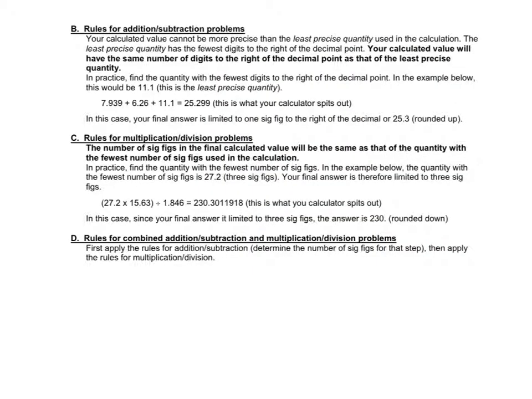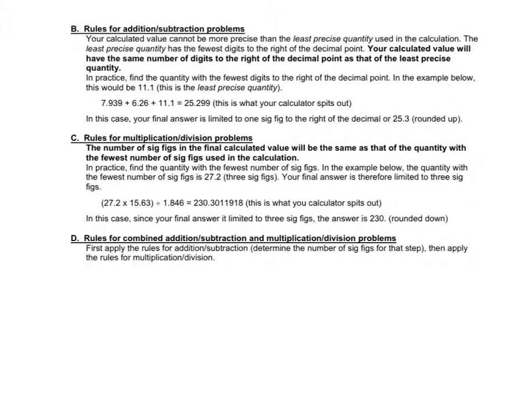Okay, the last of the rules for significant figures have to do with when you're doing math with significant figures. So the first rule's about addition and subtraction, is that your calculated value can't be more precise than the least precise quantity used in the calculation. So the least precise quantity is going to have the fewest digits after the decimal point. So your calculated value when you do addition or subtraction has to have the same number of digits to the right of the decimal point.